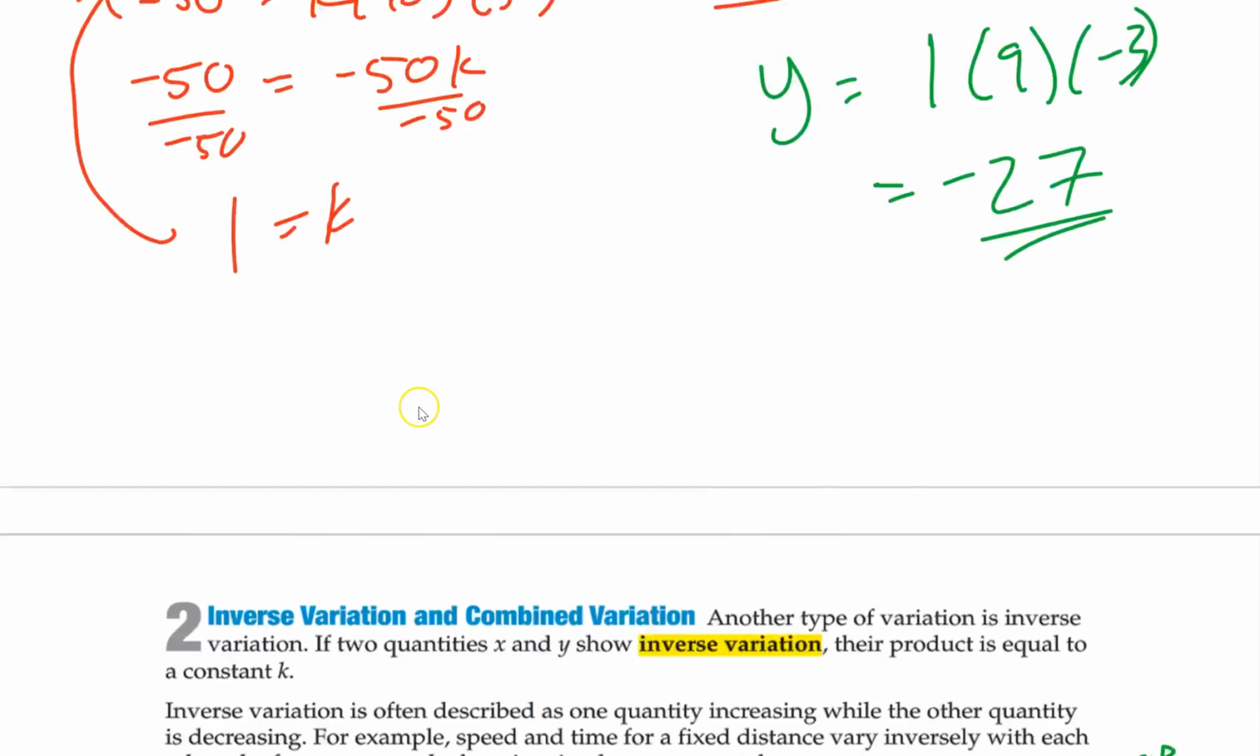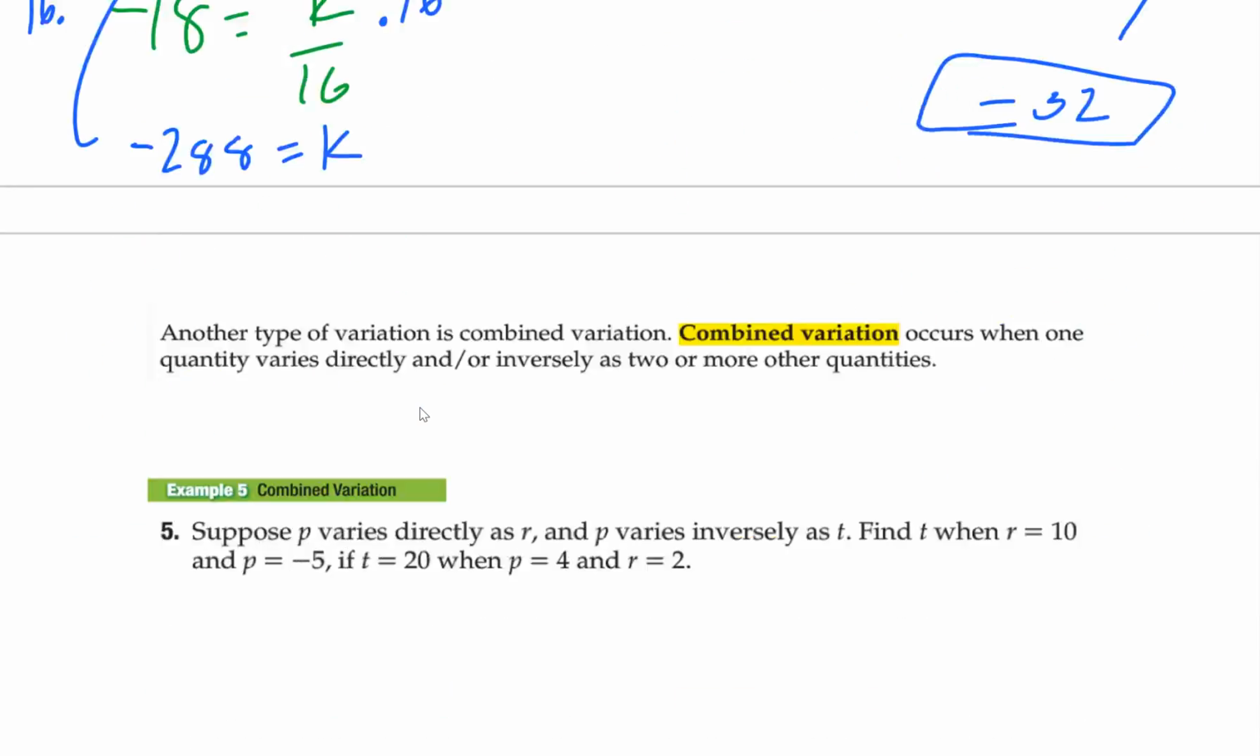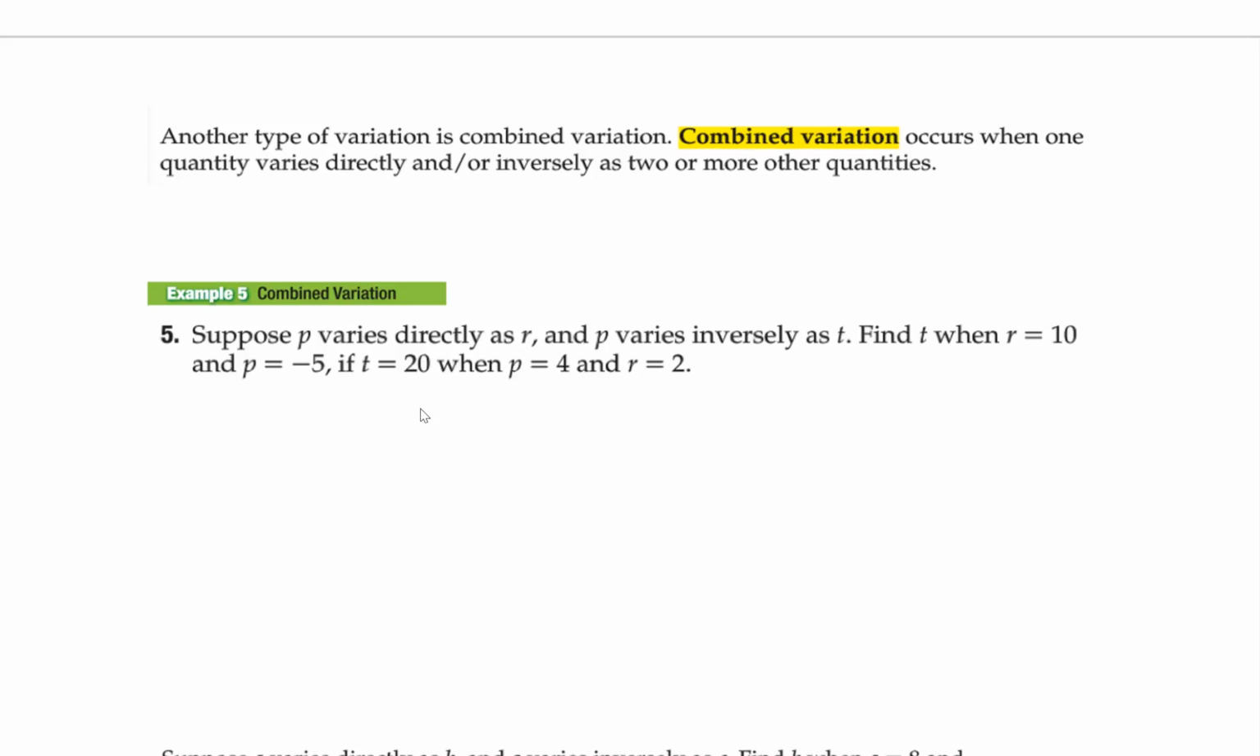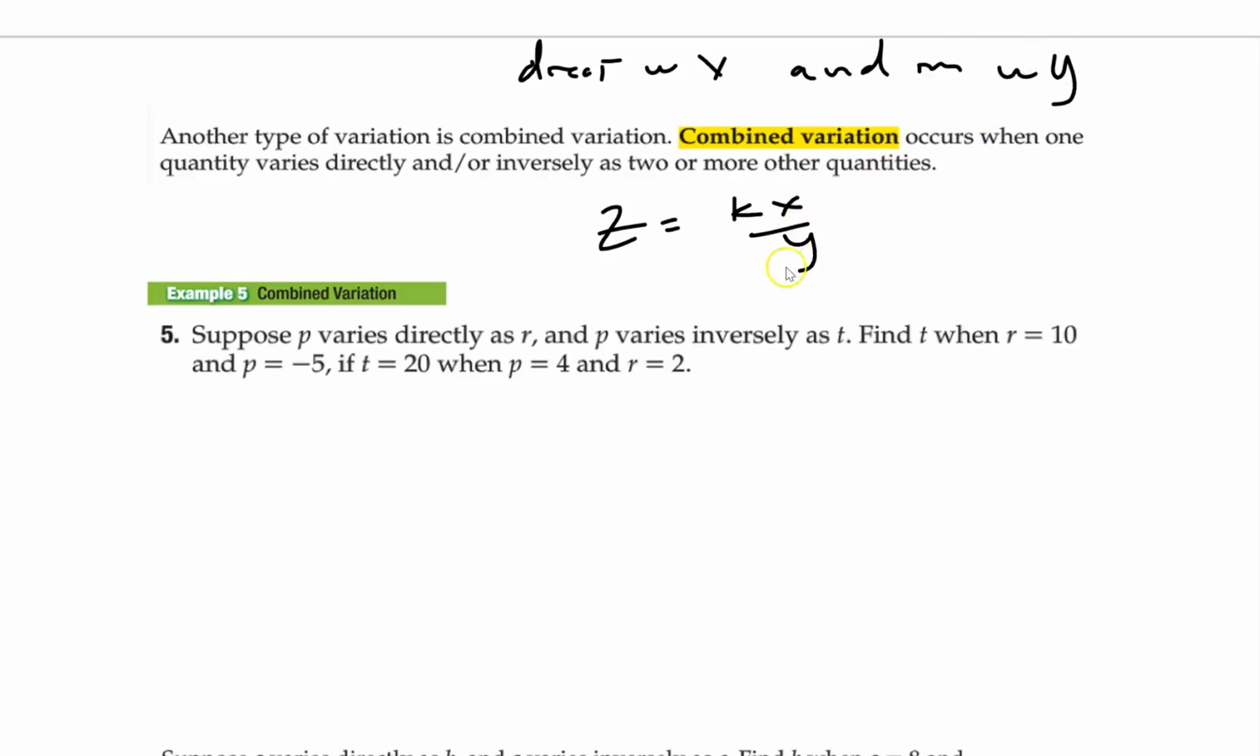We have one more to do, and that's when we put it all together. Actually, they call it combined variation. Sorry. Combined variation, you combine it. It's a combination of two. So you might say you're direct with x and inverse with y. So you're just going to have something like z equals kx over y. Inverse means put on the bottom. That's all it is. What goes direct goes on top, what's inverse is on the bottom.